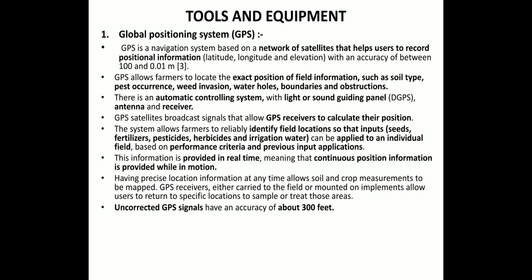The information is provided in real time. The GPS can provide the information in real time with the real location, and provides continuous positional information while in motion. Also, the uncorrected GPS signal has an accuracy of about 300 feet, meaning above the 300 feet there will be errors or uncorrected signals found in GPS.